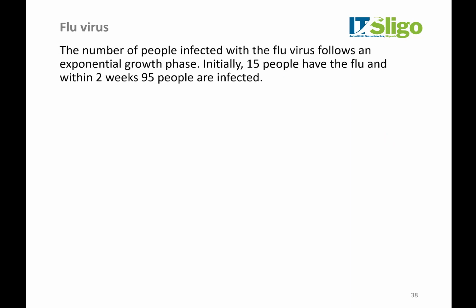So now we'll take a look at an example. The number of people infected with the flu virus follows an exponential growth phase. Initially, 15 people have the flu, and within 2 weeks, 95 people are infected. The first line of most questions will give you enough information to calculate K, and this will always be your first task. From the first sentence in the question, you should be able to calculate K, because we have the initial condition, the new condition, and the period of time it took for this to occur.